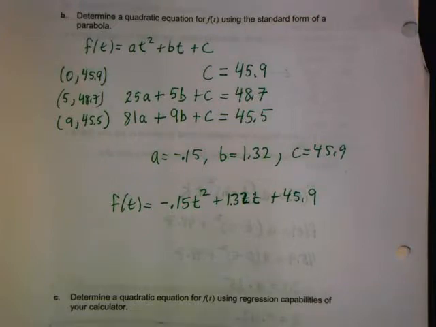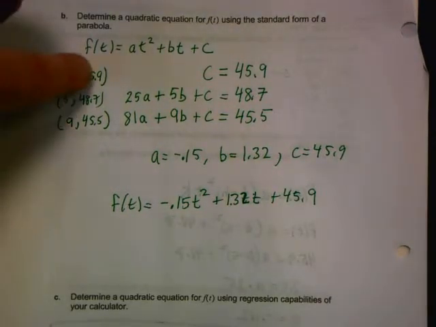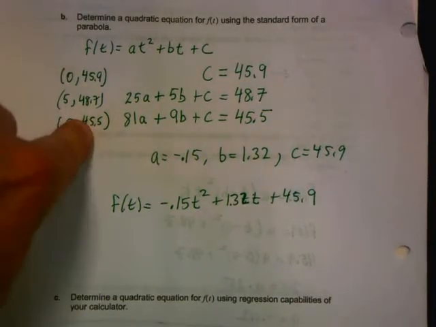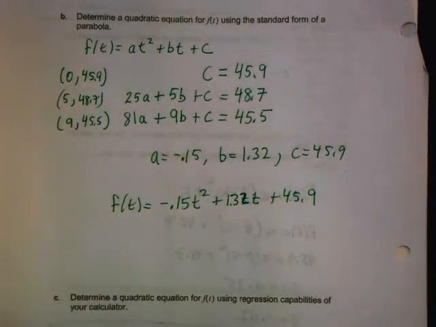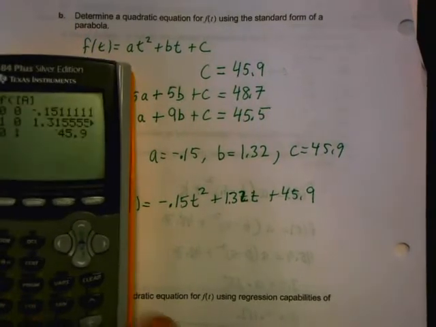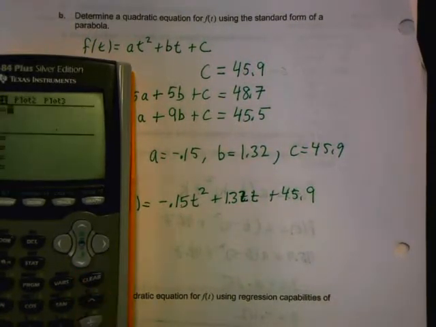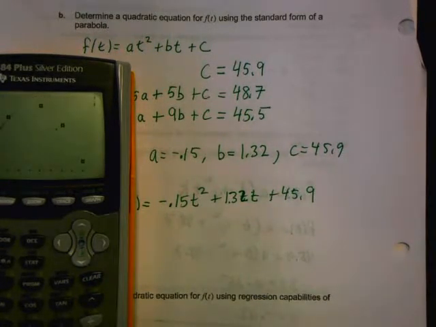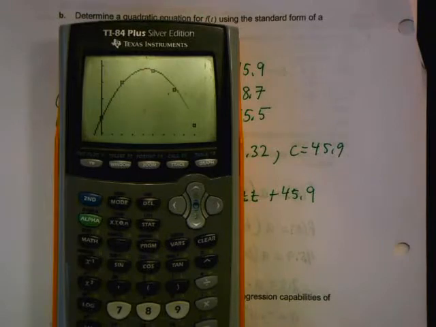Let's type this one in and graph it. What should happen, we know what should happen, it should be really good at those 3 points. So the question kind of is, how good is it with the other two? So I go to y equals, clear that old one out, minus 0.15x squared plus 1.32x plus 45.9. Draw me a picture, please. How's that one look? A lot better.